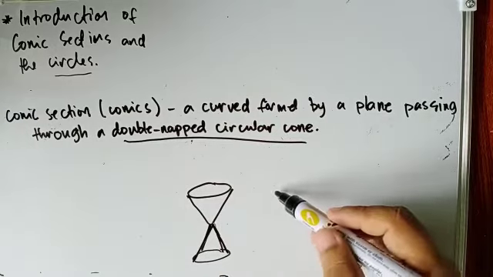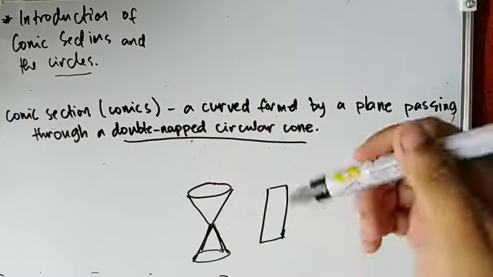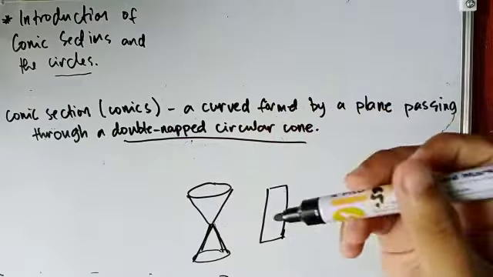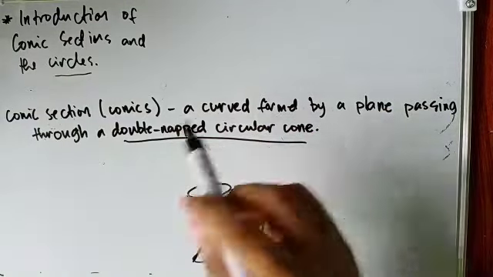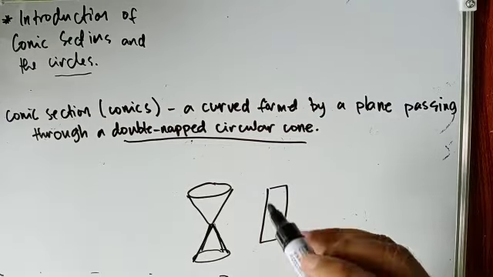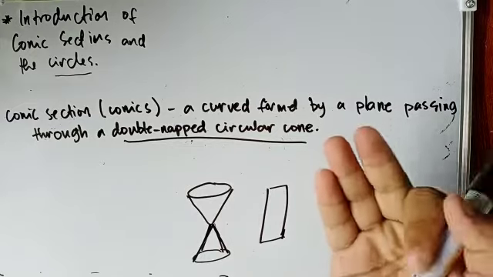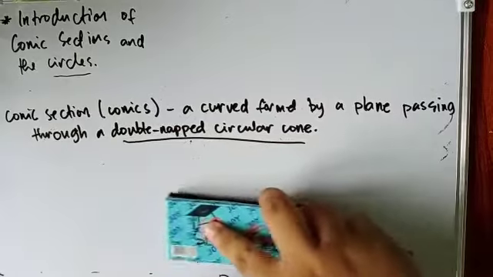So meaning, meron tayong plane na kailangang magpass dyan sa double napped circular cone. Tapos kung ano yung curve na ma-form, yung tinatawag na conic sections. So meron tayo actually dito 4 na cases. Ipapakita natin kung paano makikreate si circle, paano makikreate si ellipse, parabola, tapos si hyperbola. Sige, first, unahin natin si circle.